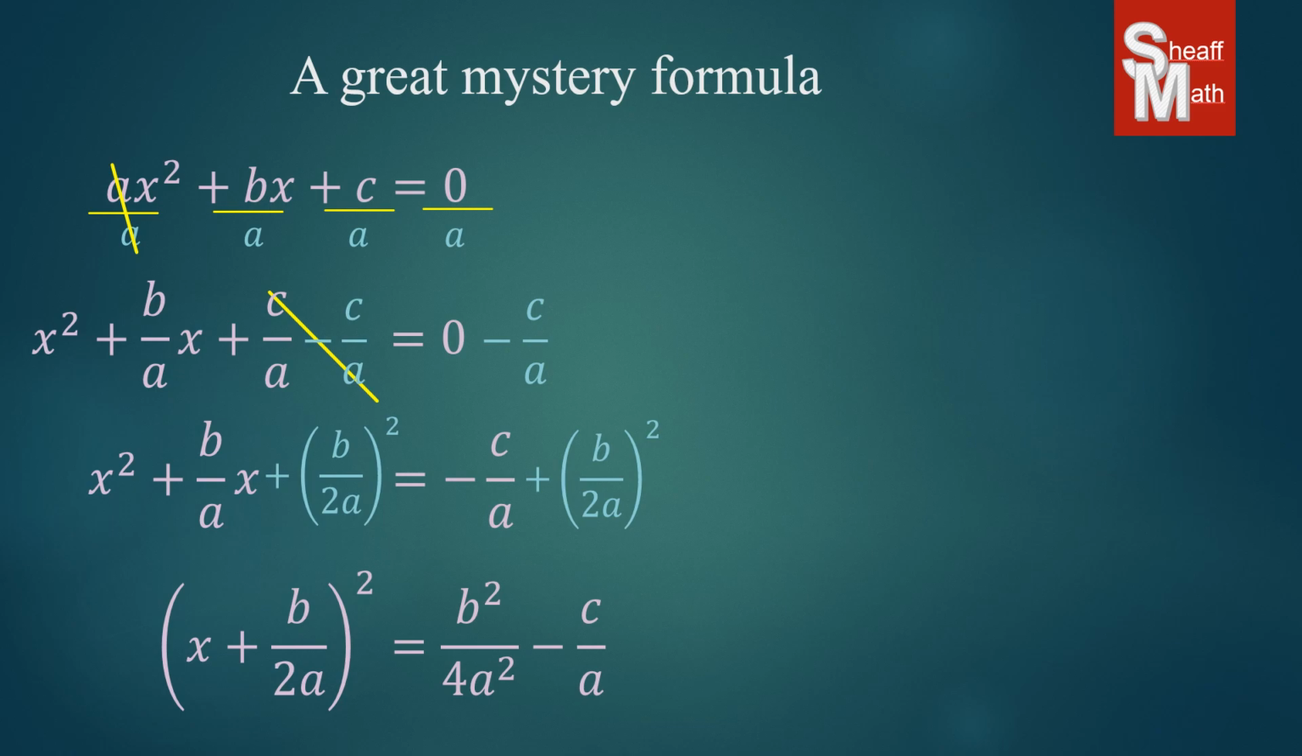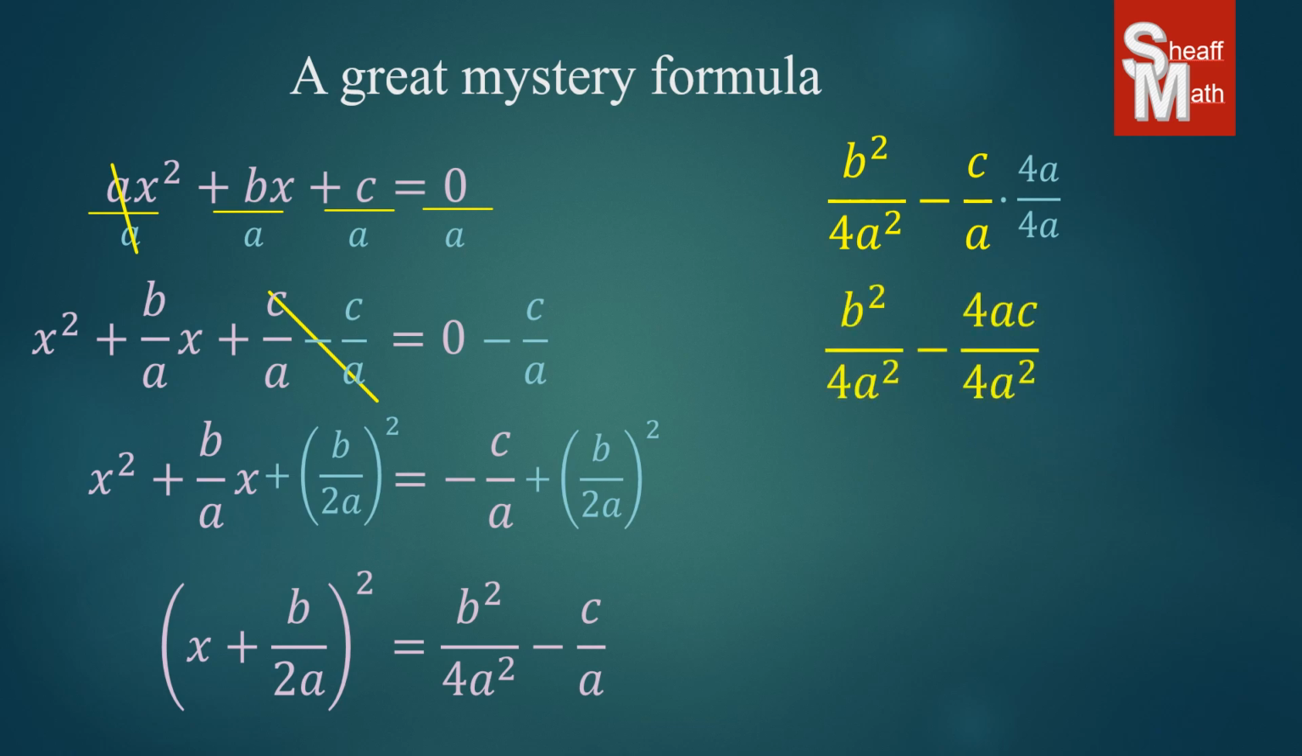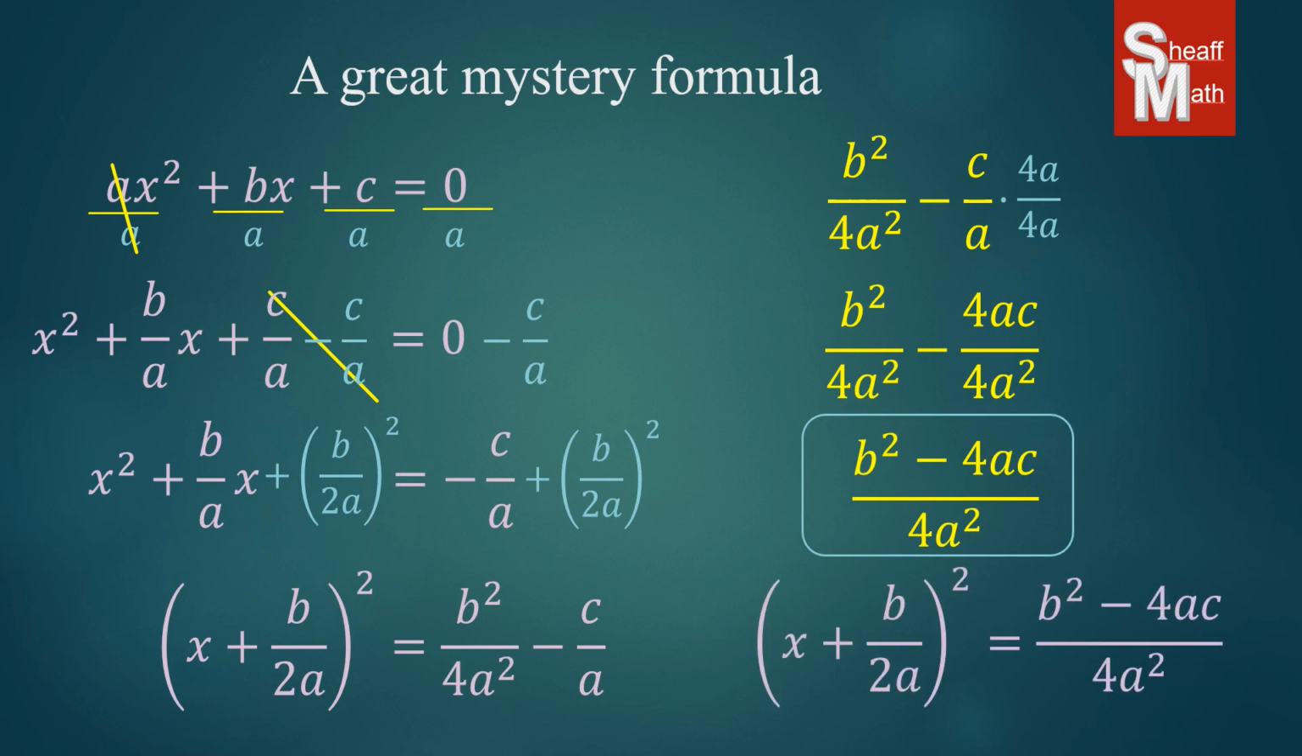Now I'm going to take the right side and clean it up even further. On this side, I'm going to add these two fractions. So I need the same denominator, so I'll multiply by 4a over 4a, so I get 4a squared at the bottom. Now I can actually combine the tops, and so I get b squared minus 4ac over 4a squared. And so I'll take this and replace this with it. Here we have the same thing on the left, except the right side has been cleaned up a little bit, and the fractions have been combined.